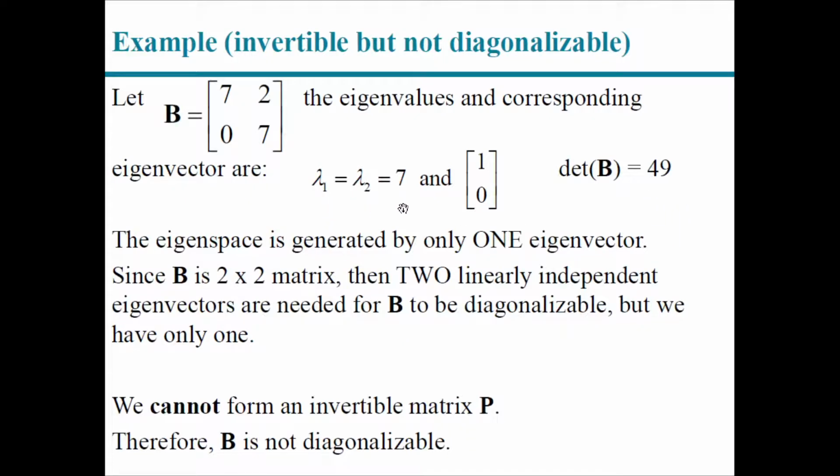Yet, when we compute for the eigenvectors, we only get 1. So the geometric multiplicity of the eigenvalue is 1. Its algebraic multiplicity was 2, but geometric was 1.